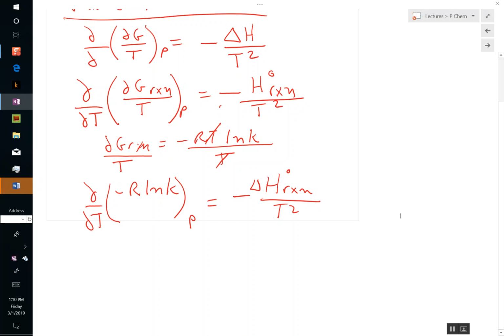Okay. Okay, now divide both sides by negative R. We divide by negative R, we get to this point.